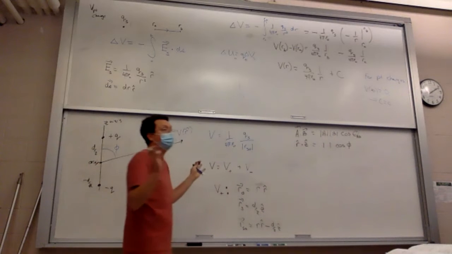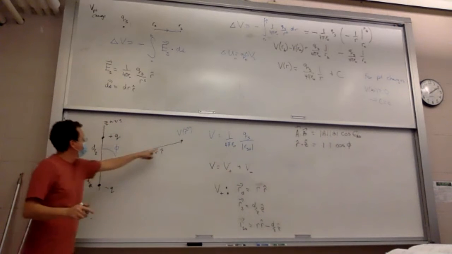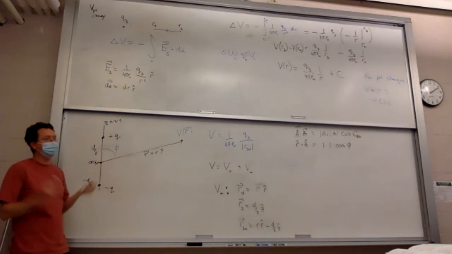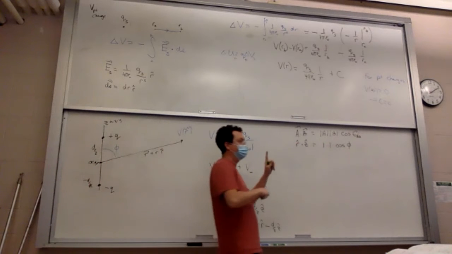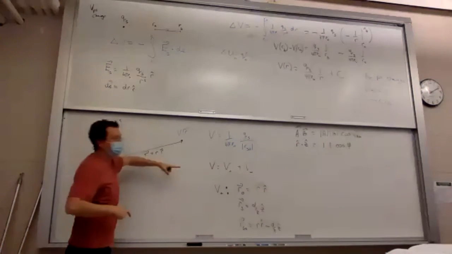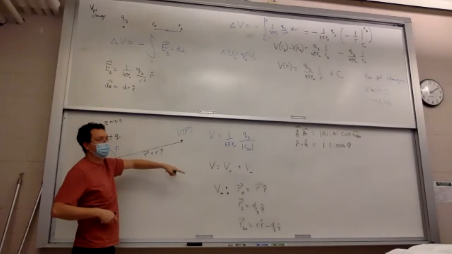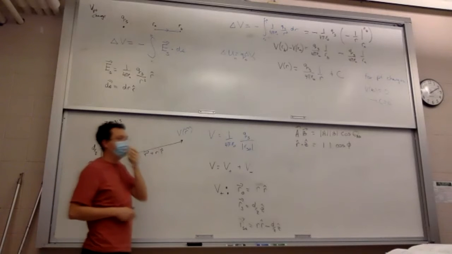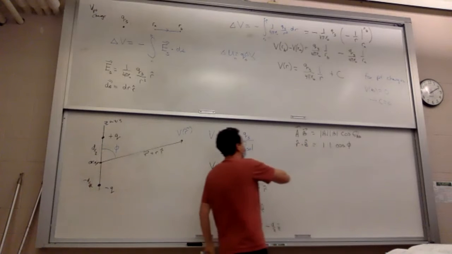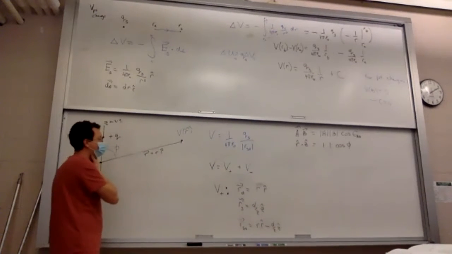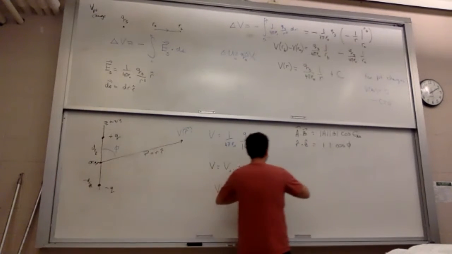It's not 0, it's not 1. It's just some random point, so you get some random angle. Unless this is along, say, the x-axis, it's just some random number. It's not 0, it's not 1. Okay, so we're going to need that.